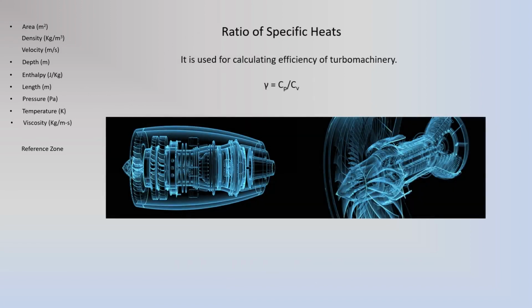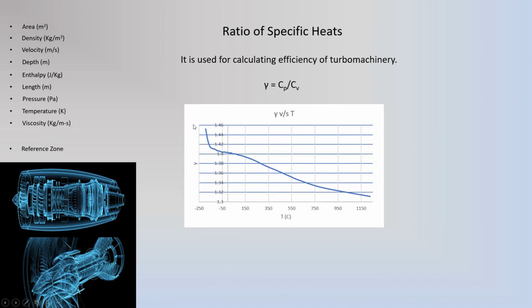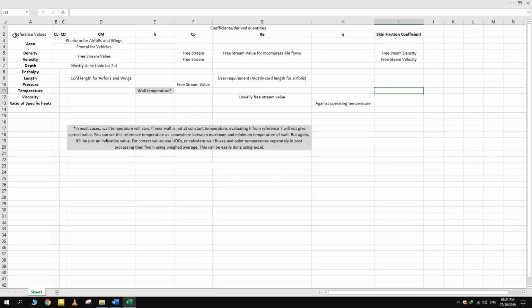Ratio of specific heats is needed only when evaluating efficiency of turbomachinery. In any turbomachinery, temperature varies, so does the value of specific heats. Choose an average temperature for the domain and then select the value of specific heats ratio against it.